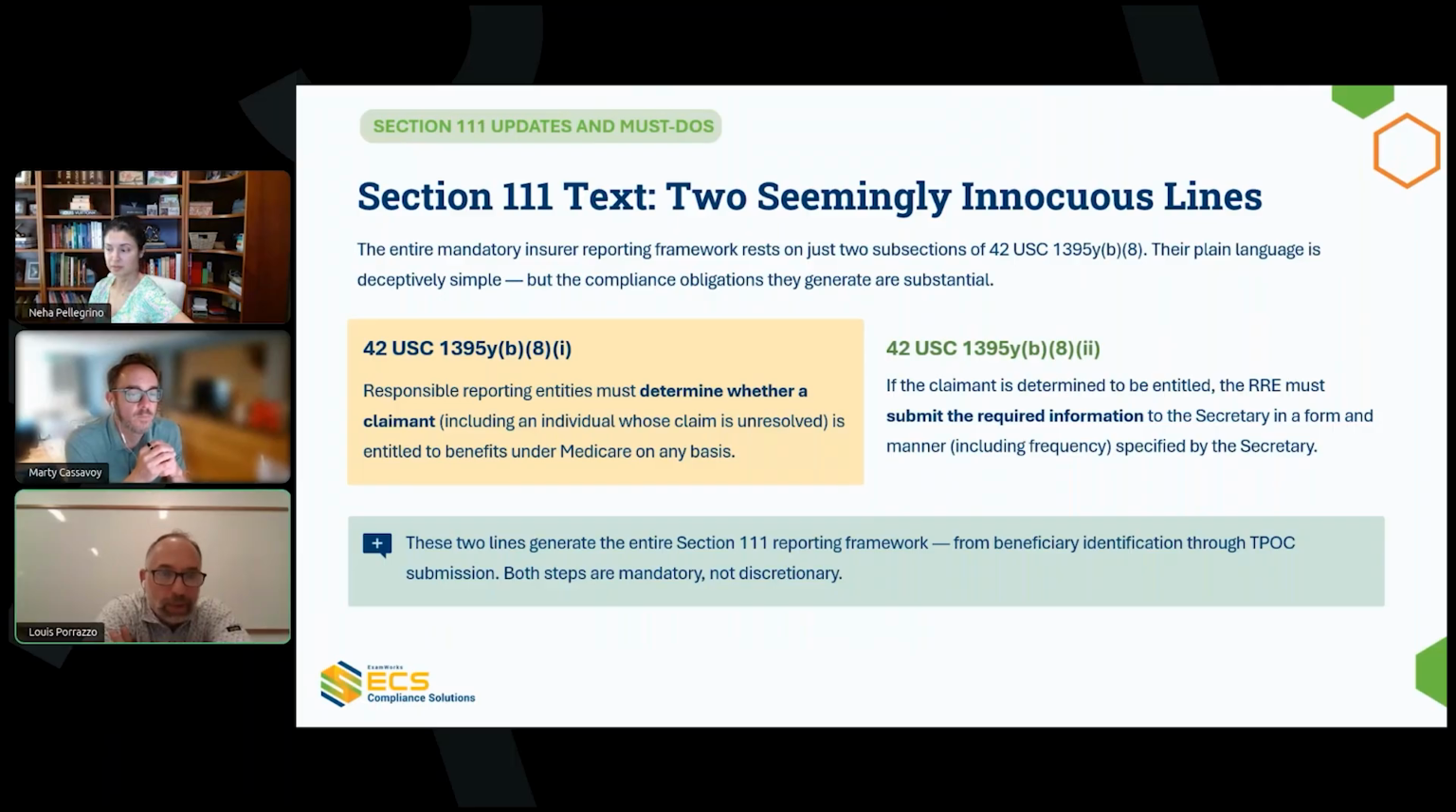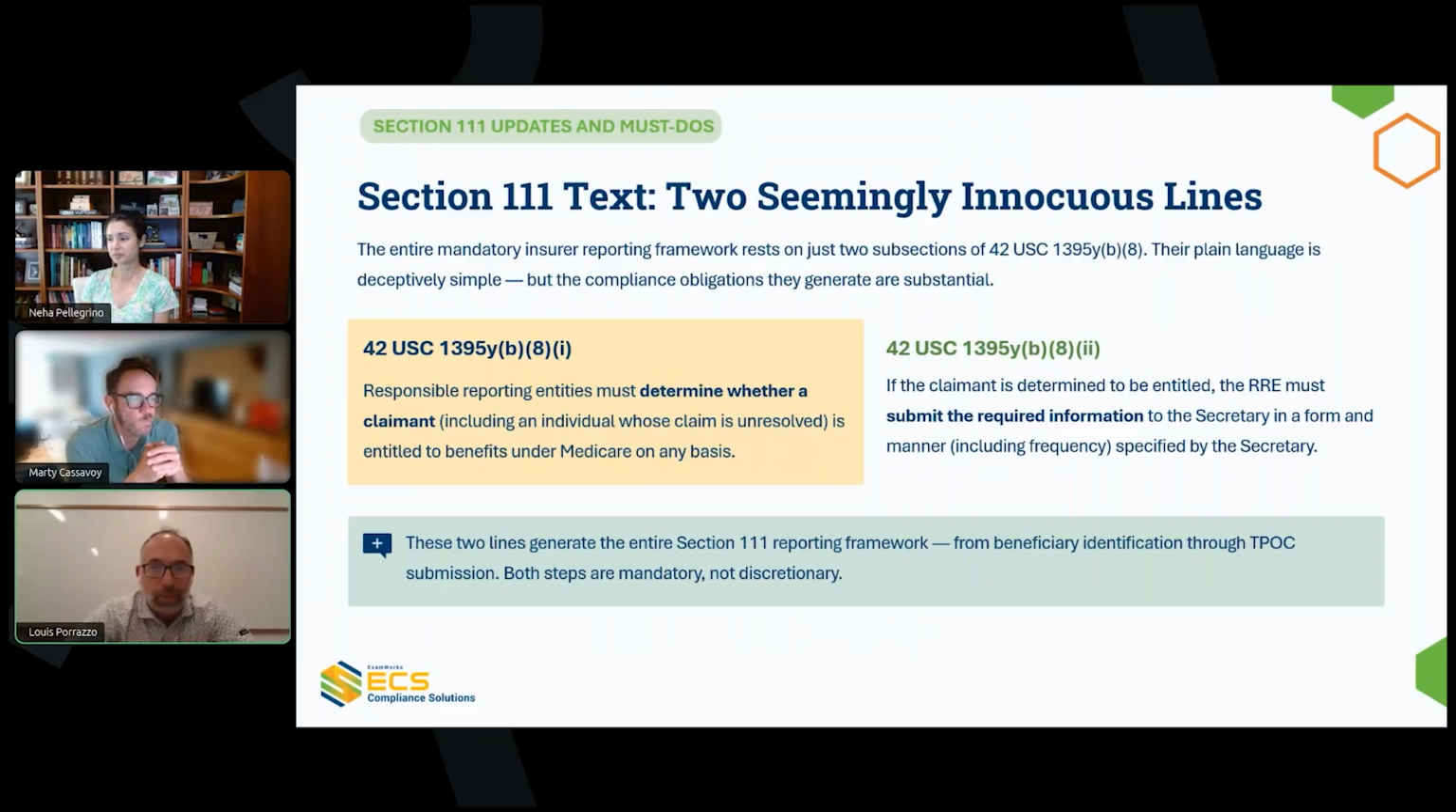So with 42 U.S.C. 1395y(b)(8)(A)(i), responsible reporting entities must determine whether a claimant, including individuals where the claim is unresolved, is entitled to benefits under Medicare on any basis. So that's what Medicare is looking for. They want you to figure out who in your system, which of your claims, whether it's liability, no fault, PIP, if it's workers' comp, they want you to determine which of the people you're dealing with are either on Medicare or eligible for Medicare under the statute.